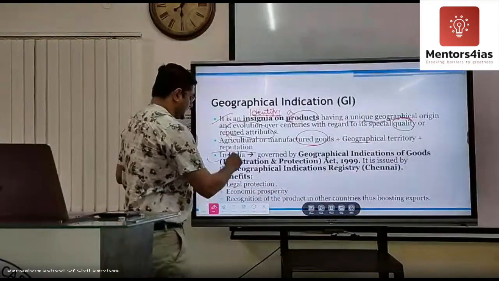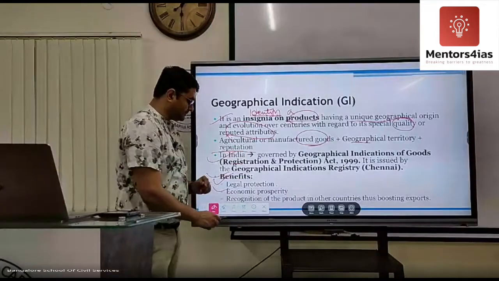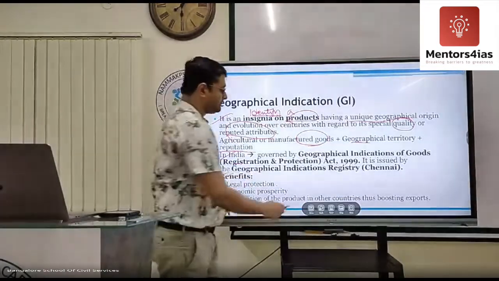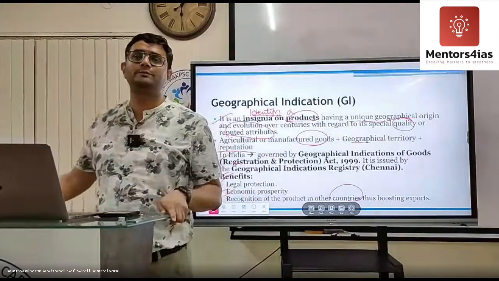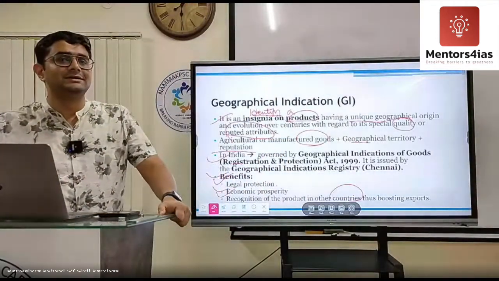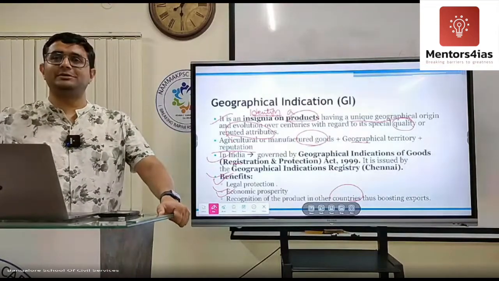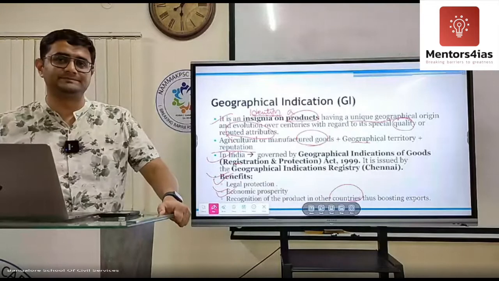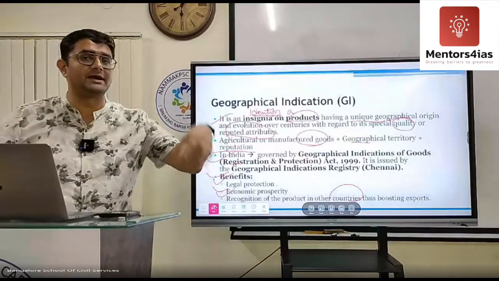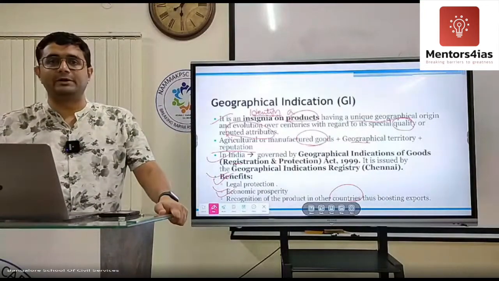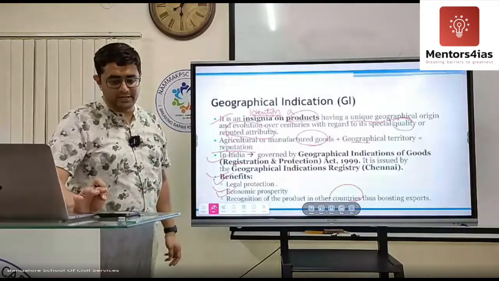Next, the benefit is again legal protection, economic prosperity of that particular region, and recognition of the product in other countries. So consumers will be able to identify those products. This will get a market for export. Darjeeling tea, for example, has demand across the world. So they will be able to increase their exports and this leads to economic development of that region. So this is geographical indication.